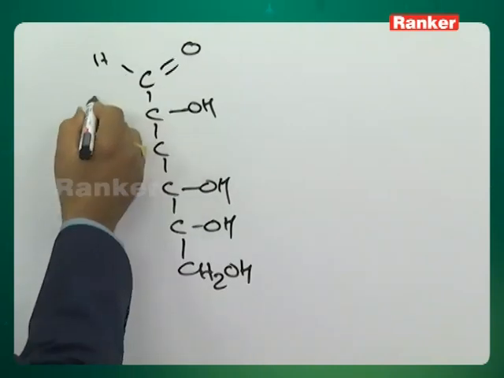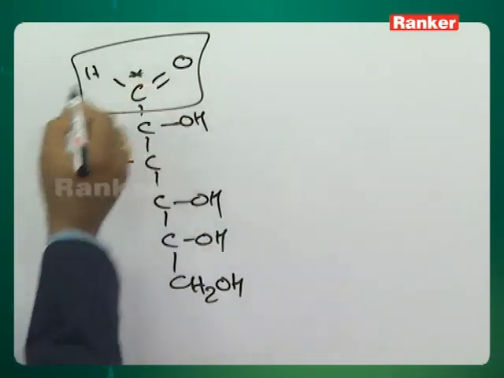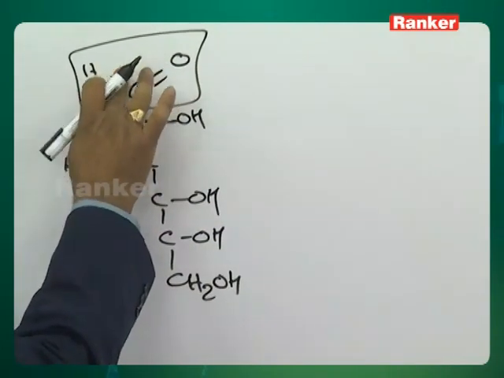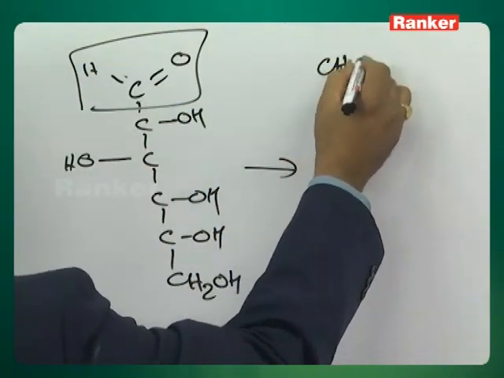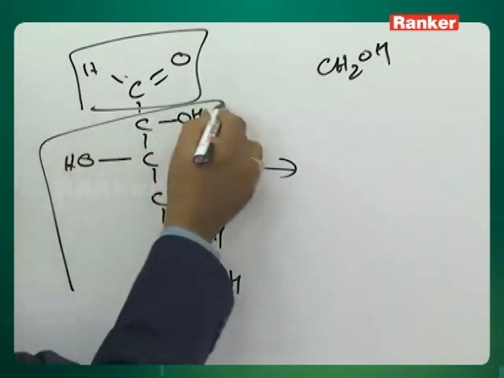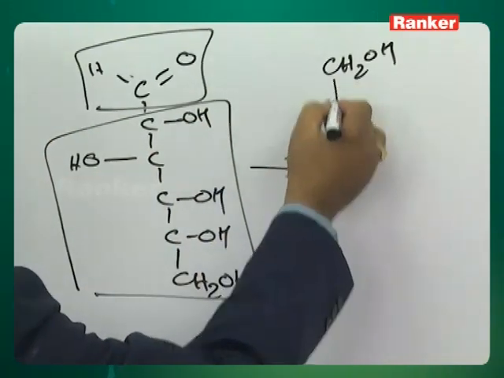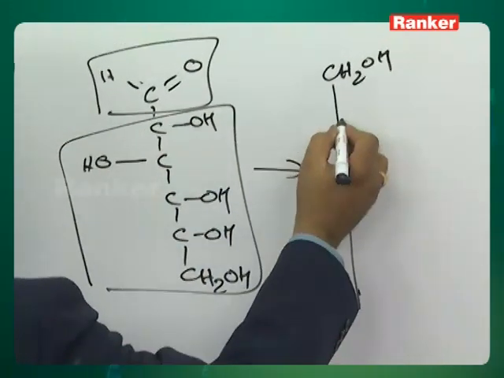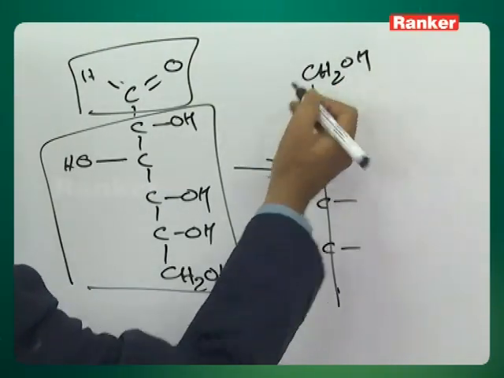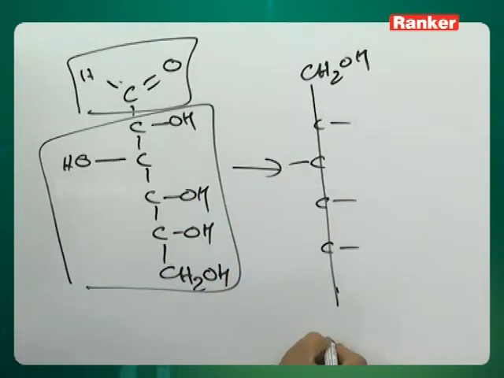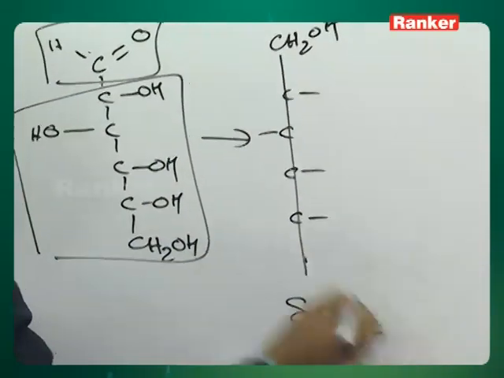On reduction, the first carbon, which was originally non-chiral, is going to be reduced with sodium borohydride to give CH2OH. So the whole thing is the same, and definitely you will get OH, OH, OH, and OH. This carbon is non-chiral anyhow, so a single product will come here.